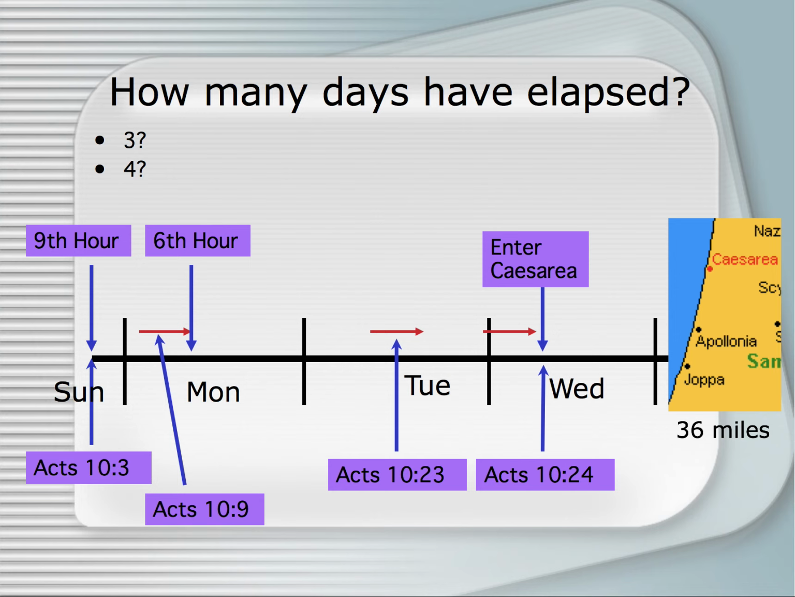So how many days have elapsed? Is it 3 or is it 4? Let's just look at it again. Cornelius sends the guys to Joppa, 1 day. Peter keeps them overnight, 2 days. Then Peter joins them and they set off for Caesarea, 3 days. So that's 3 days, isn't it? It's not 4.